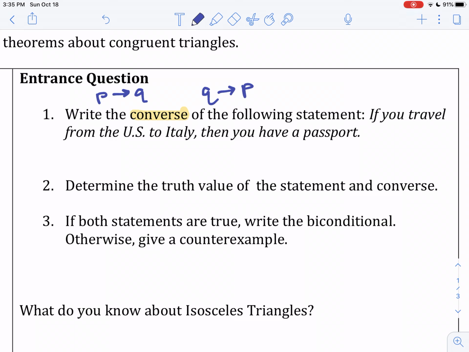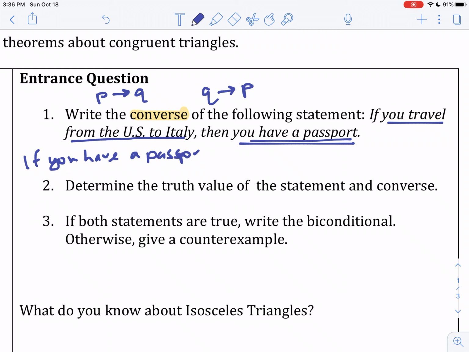It says, write the converse of the following statement. If you travel from the U.S. to Italy, then you have a passport. All right, so the first part of the statement is you travel from the U.S. to Italy. The second part of the statement is you have a passport. So if I want to flip-flop those two parts of the statement, it would be something like, if you have a passport, then you travel from the U.S. to Italy.